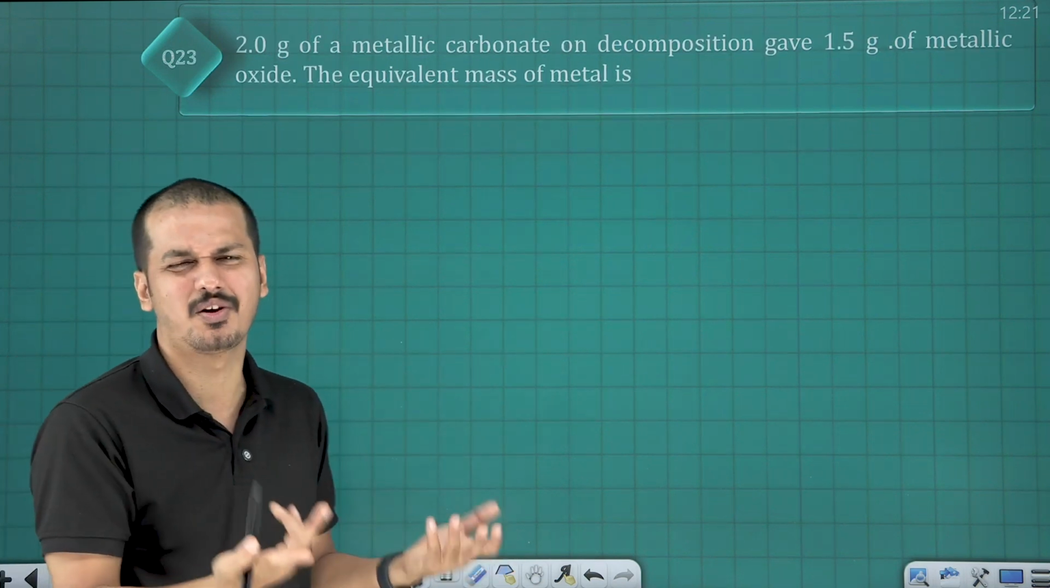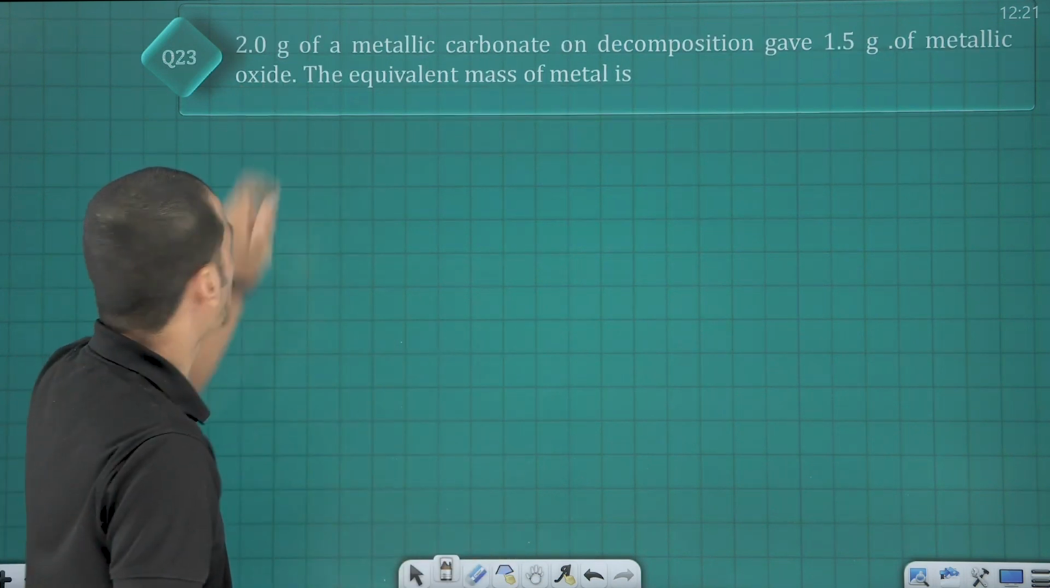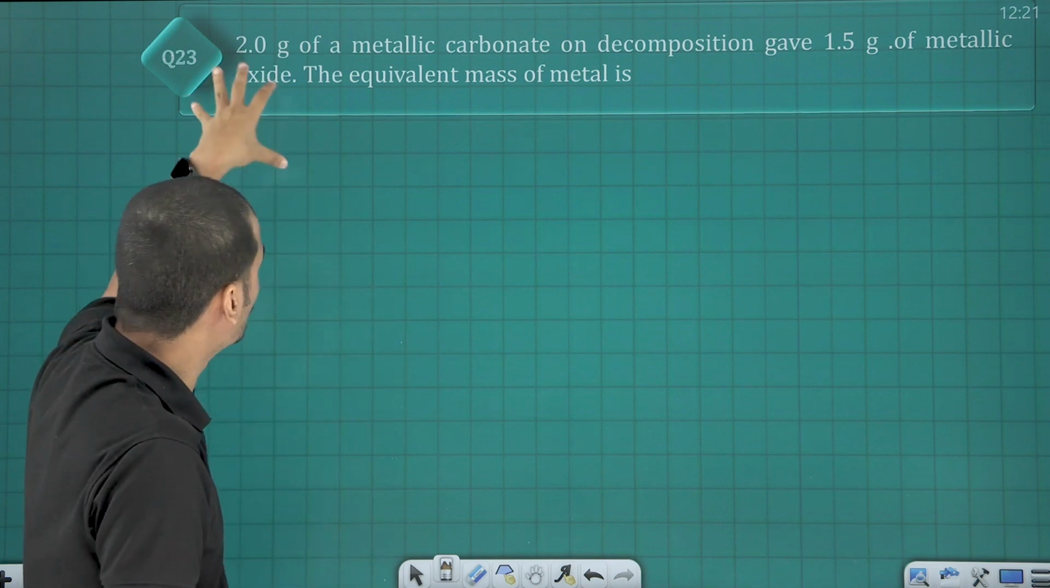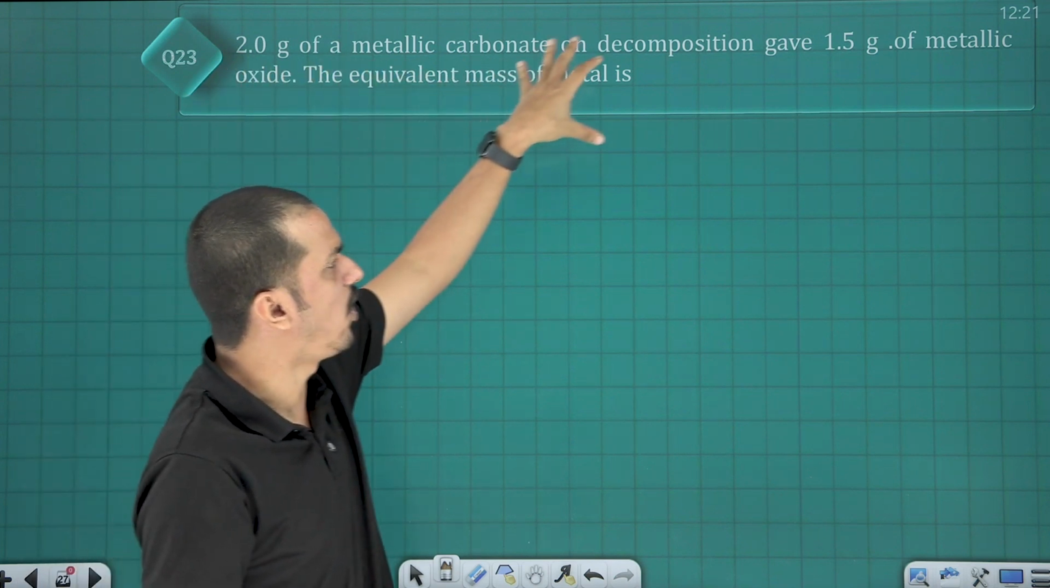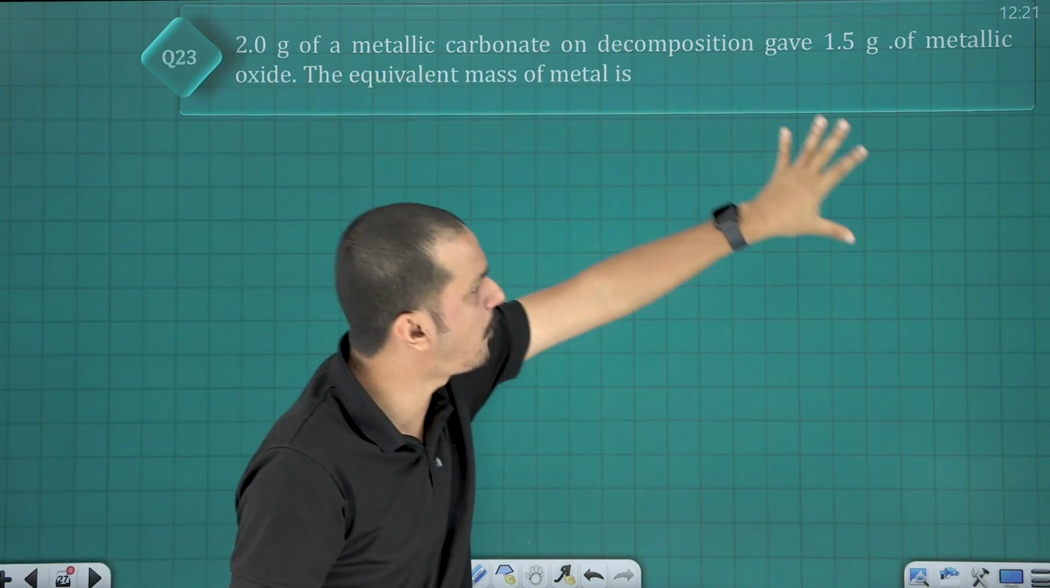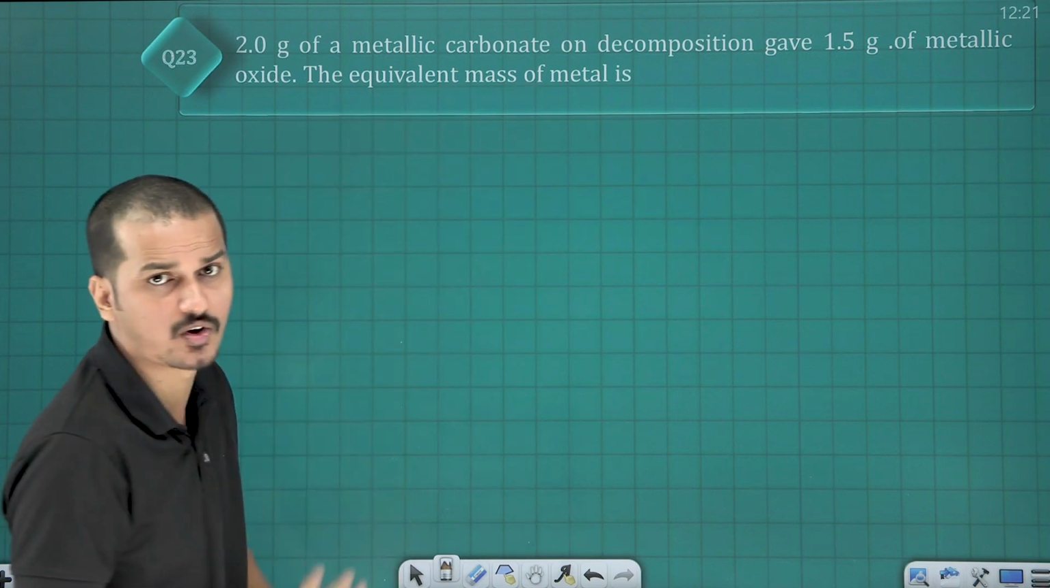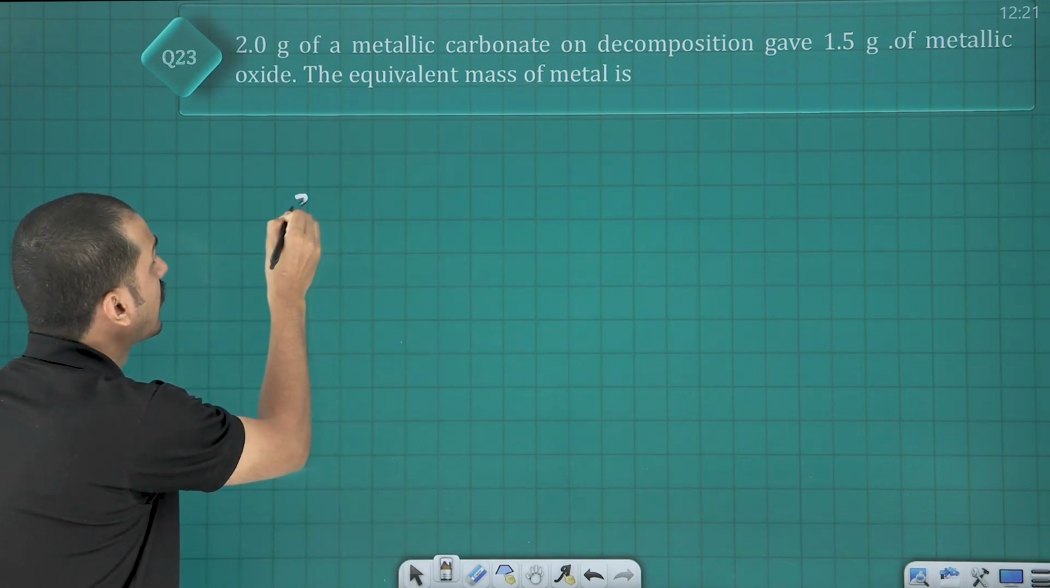Okay, simple question, logical question. Next question, question number 23. 2 gram of a metallic carbonate on decomposition gave 1.5 gram of a metallic oxide. So see, this is a very important question.